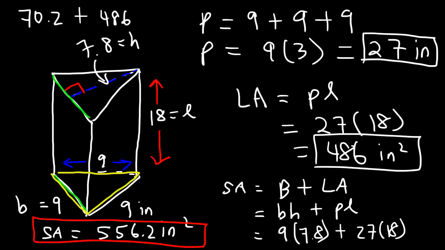Hopefully I didn't miss any numbers. If you do, you can let me know. But that's how you find it. So for any prism, to find a surface area, it's just the area of the base plus the lateral area.